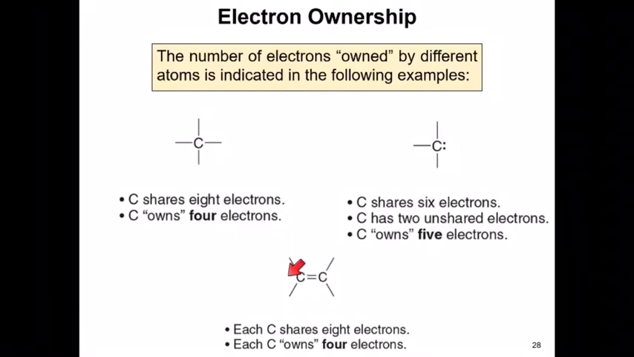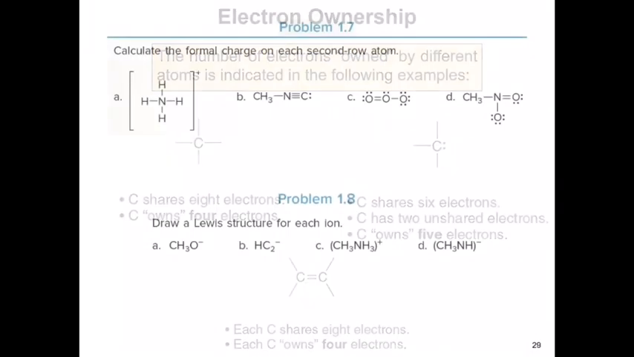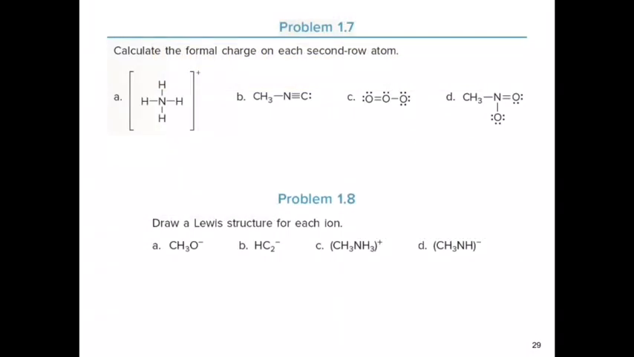So each carbon atom owns 4 electrons. So here's problems 1.7 and 1.8. The first problem here is to calculate the formal charge on each second row atom. The first thing that you want to do is to determine the second row atoms. So we have, for the first one, nitrogen. What would be the formal charge on this atom?